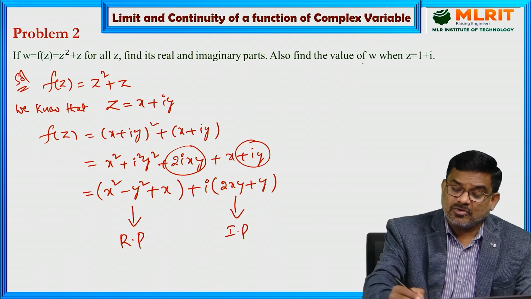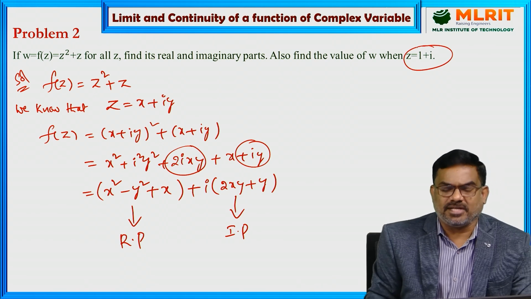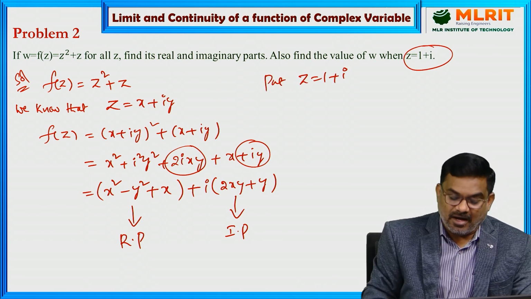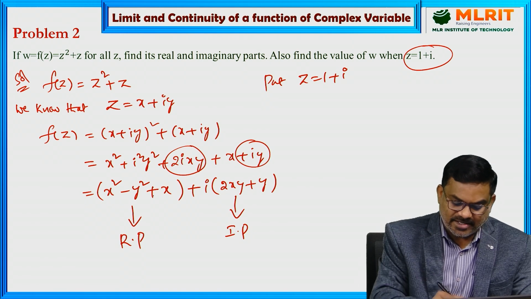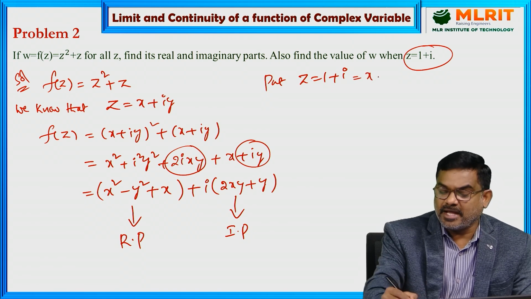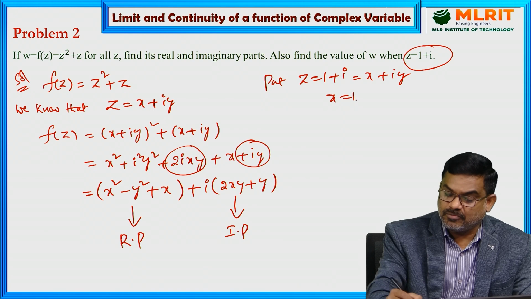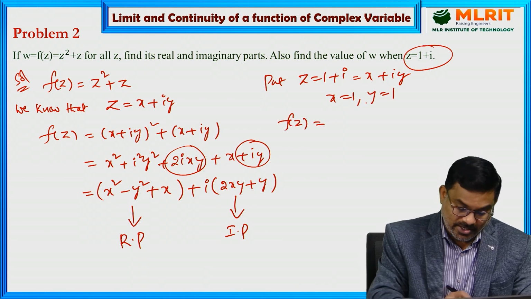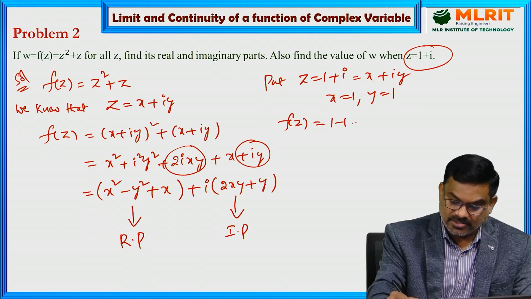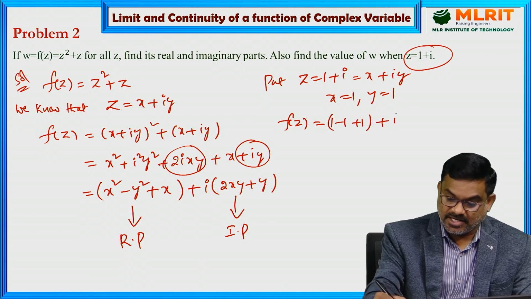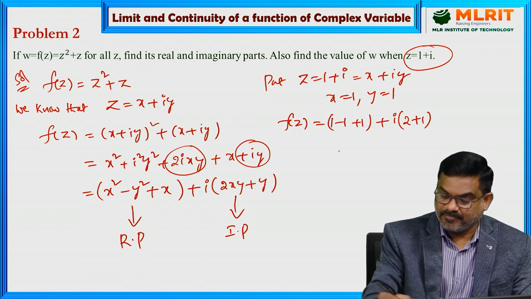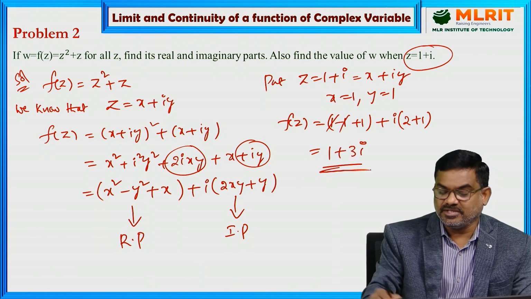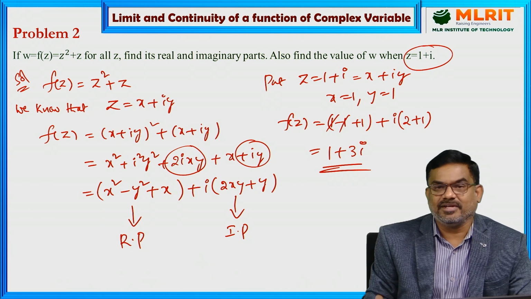Similarly, also find the value of w when z equal to 1 plus i. Similar to the previous problem, let us substitute z equal to 1 plus i. Already we have x plus iy here, so we need to compare this with x plus iy. So x equal to 1, y equal to 1. Let us substitute here. f of z equal to, put x equal to 1, so 1 minus 1 plus 1 plus i into (2 plus 1). So these two cancel. So 1 plus 3i. So this is the value of f of z at the given point z.